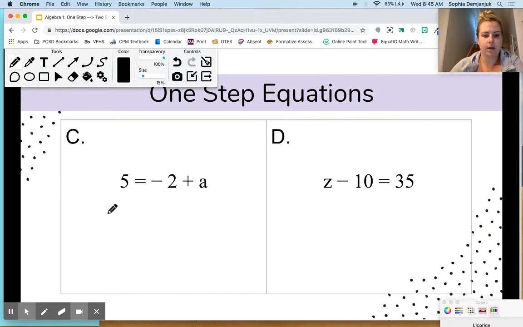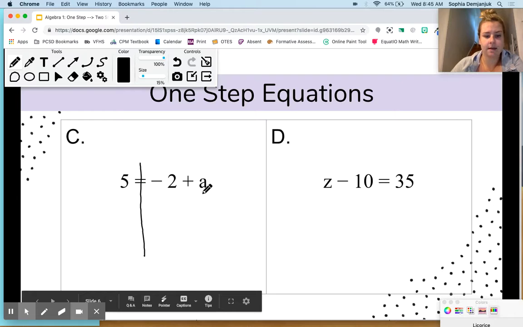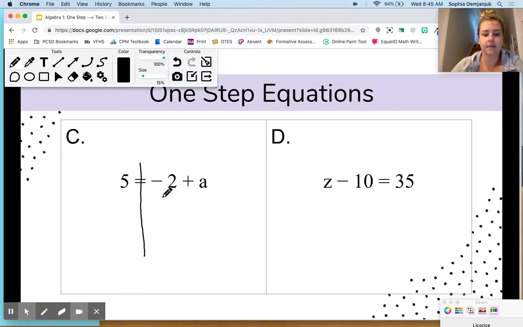Still on one-step equations, this time I have 5 equals negative 2 plus a. So I want to get that a all by itself. That means I need to get this negative 2 to the other side. Since it's negative, to get it to the other side, I need to add 2.